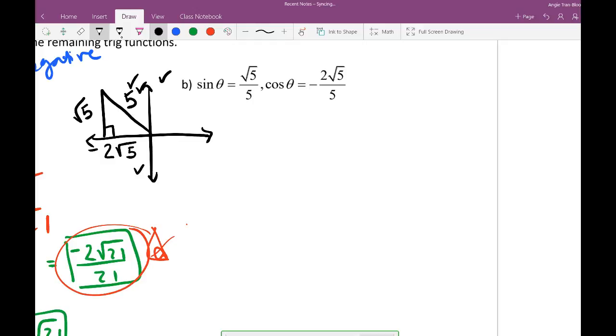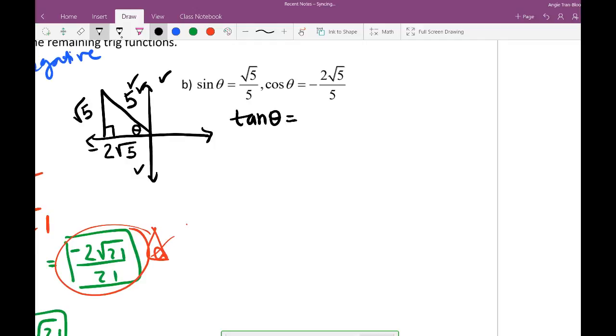Negative 2 rad 5, right? I know the theta is not marked. Where is this theta? Always at the origin, right? Okay. So how many trig functions are we supposed to find? 4 more. Okay. So we're going to start with tangent of theta.